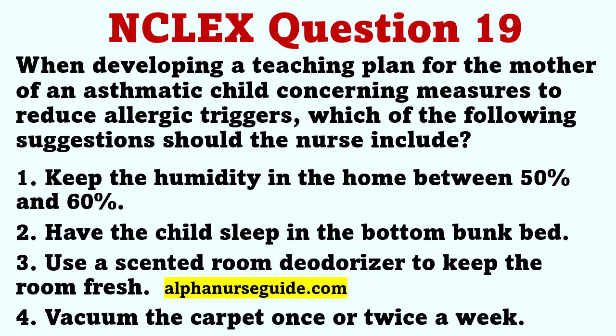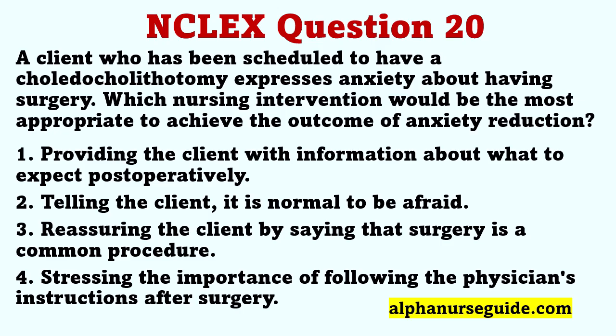A client who has been scheduled to have a cholecystectomy expresses anxiety about having surgery. Which nursing intervention would be the most appropriate to achieve the outcome of anxiety reduction? 1. Providing the client with information about what to expect post-operatively. 2. Telling the client it is normal to be afraid. 3. Reassuring the client by saying that surgery is a common procedure. 4. Stressing the importance of following the physician's instructions after surgery.